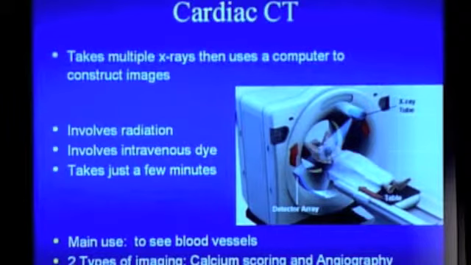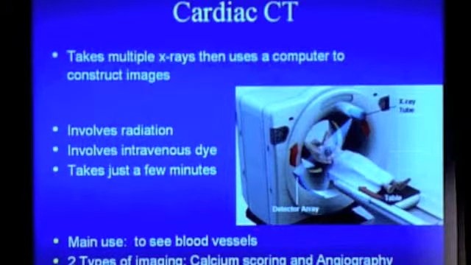So CT uses X-rays, and it takes a whole bunch of X-rays using a beam that rotates around the patient, and then it uses a computer to put it all together and make some very high-resolution pictures in multiple different imaging planes. So it involves radiation. It does involve dye. This dye, again, is generally harmless for people, as with almost all Kawasaki patients who have normal kidneys. And it takes actually just a few minutes. It's quicker than an MRI.